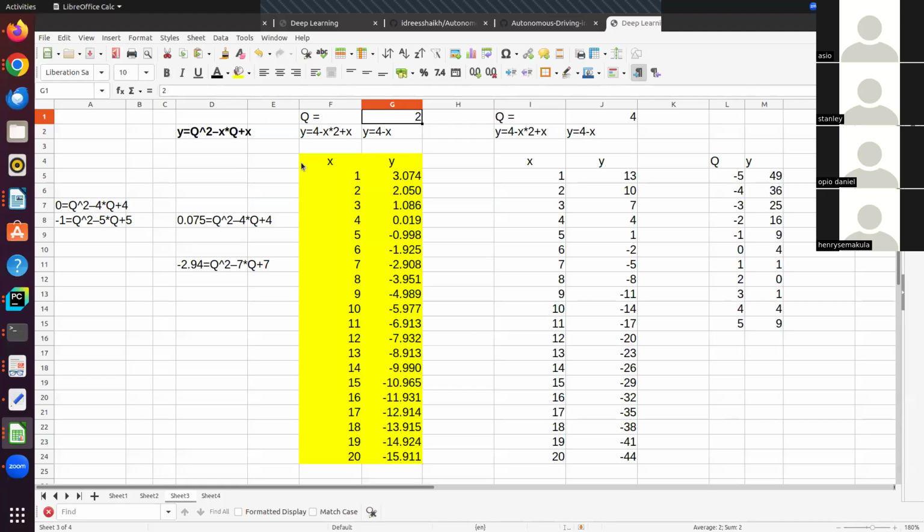So I'm trying to solve the relationship between Y and Q to find the Q based on these 4 and 0.019. And then I'm getting this result.